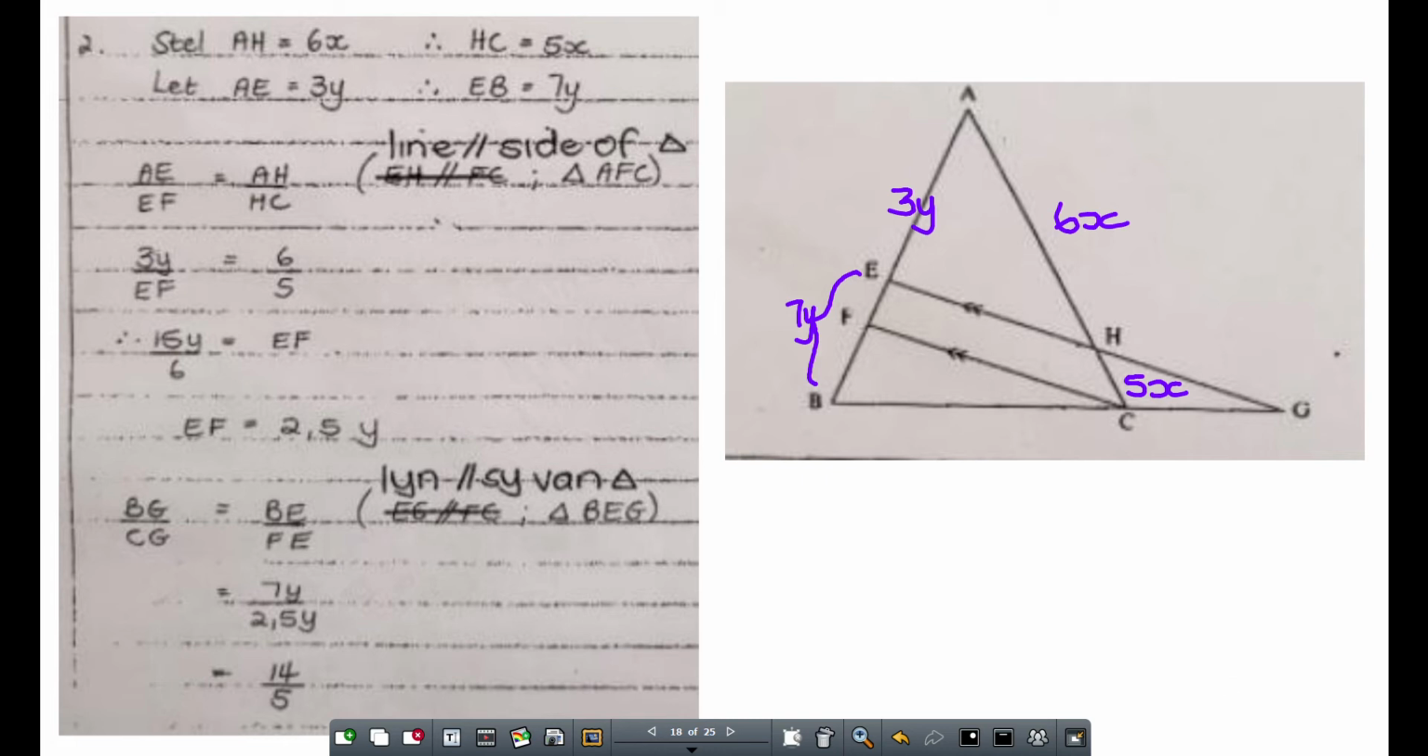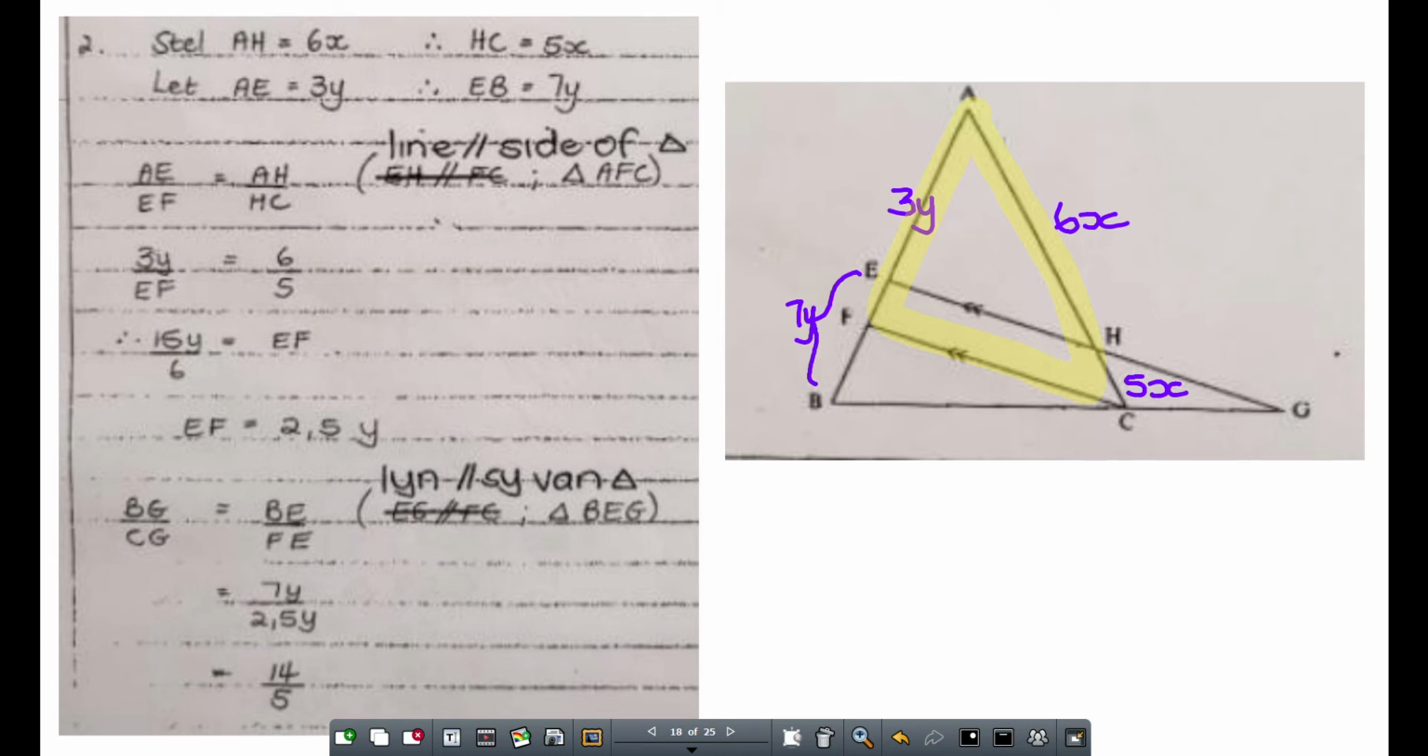So we are basically working with this triangle. And why did I choose that one? Want I've got to have the line parallel to one side of the triangle. So basically, I'm working with those two parallel sides, which means that I'm working with this big triangle. Okay, so in that triangle, this one, AE over EF will be the same as AH over HC.